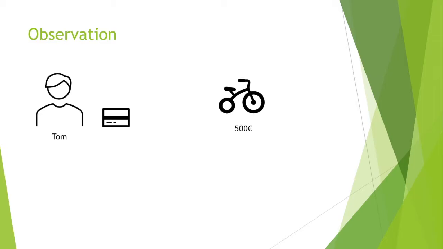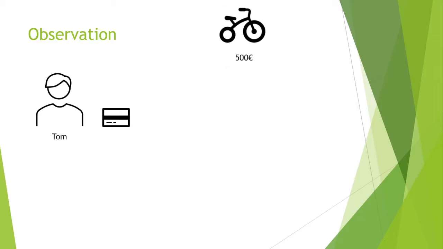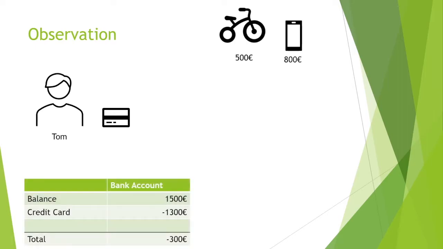First, Tom buys a bike for 500 euros, and since he had 1,500 euros available earlier, he continues shopping. Then, Tom buys a new smartphone for 800 euros. Satisfied with his shopping, Tom goes home. At home, Tom checks his bank account to see how much money he has left. Shockingly, Tom sees that his balance is currently negative and becomes upset.